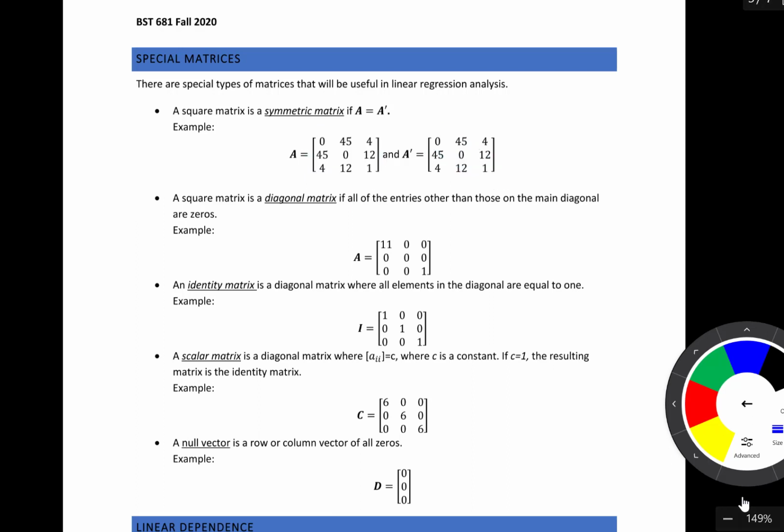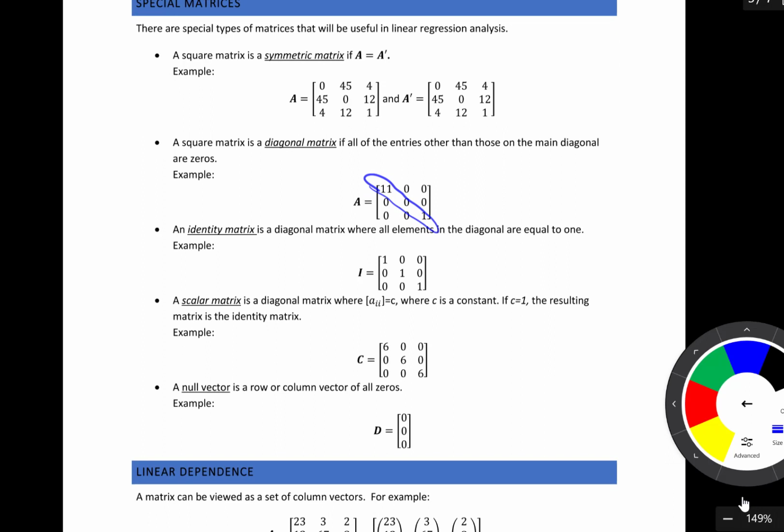A square matrix is considered a diagonal matrix if all of the entries other than those on the main diagonal are zeros. So when we mean the main diagonal, this is what we mean, this diagonal right here. And notice all the other elements are 0. An identity matrix is a diagonal matrix where all the elements in the diagonal are equal to 1. And this is what we would call a 3 by 3 identity matrix.